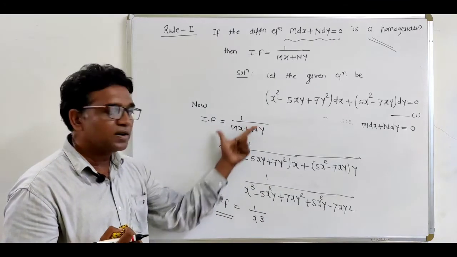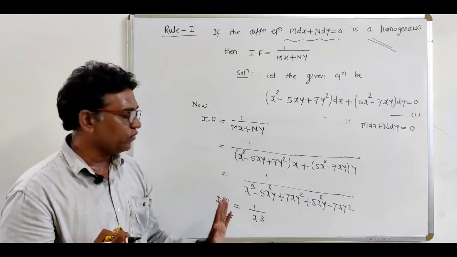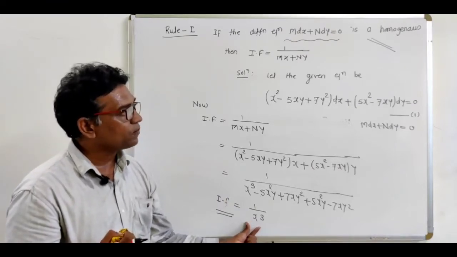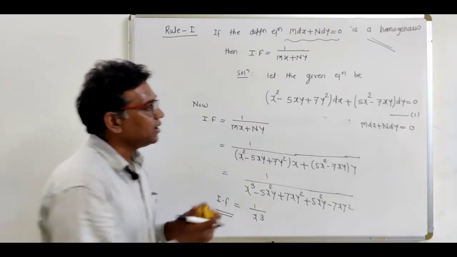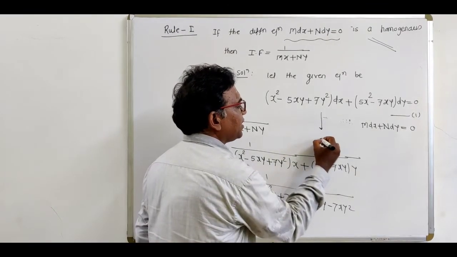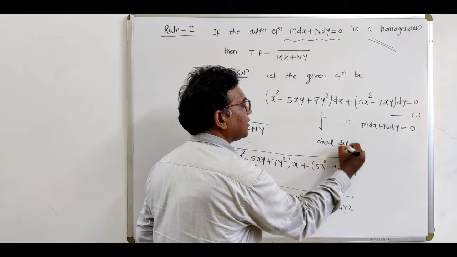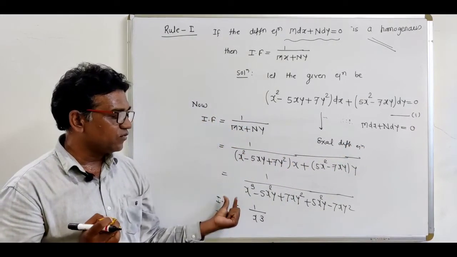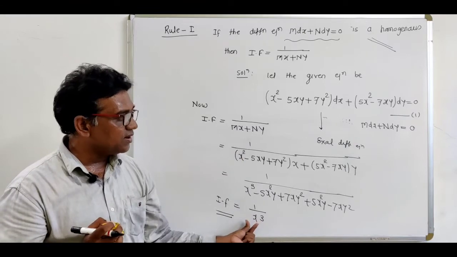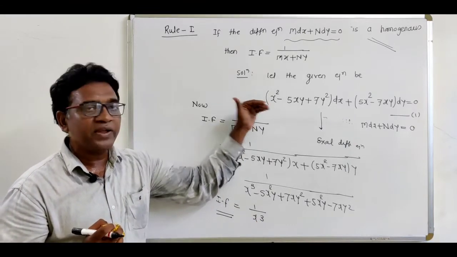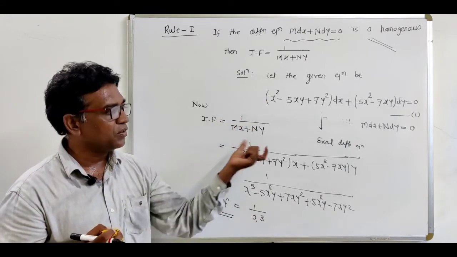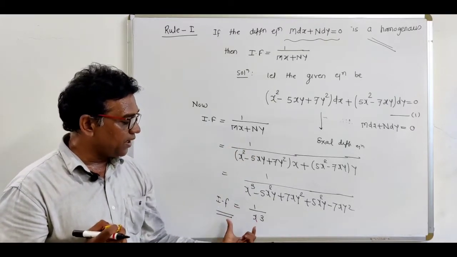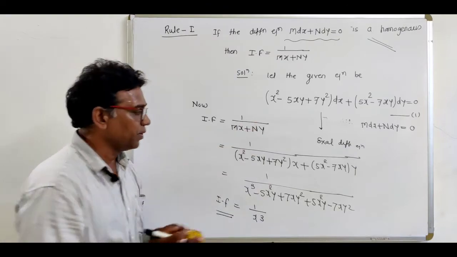Always we find this integrating factor. And what is the role of integrating factor? If you multiply this integrating factor to equation number 1, then whatever equation we get, that is always the exact differential equation. So see, what is the role of this integrating factor? By using this integrating factor, we can convert every non-exact equation into exact differential equation. So what is the next step? Just multiply this integrating factor to equation number 1.